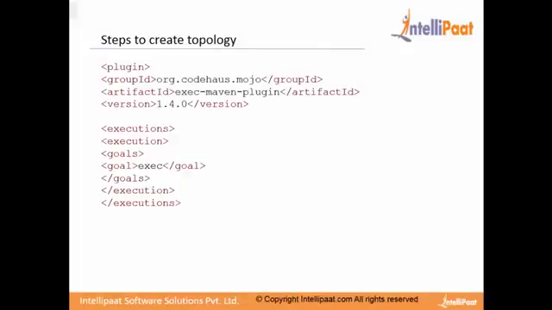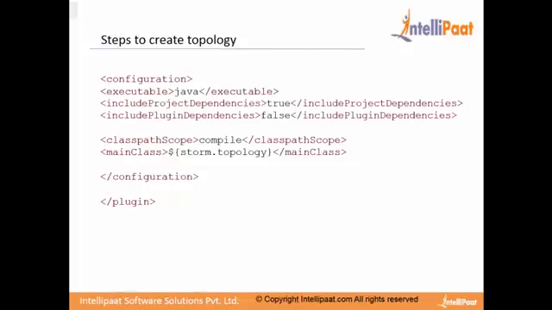Now, first of all, I am going to use the exec Maven plugin, which is going to help me with the execution using Maven. Third is the goal, which states as execution. Also, I am going to add a bunch of dependencies which are going to talk about the class path scope and which main class is going to be used for my execution to start.